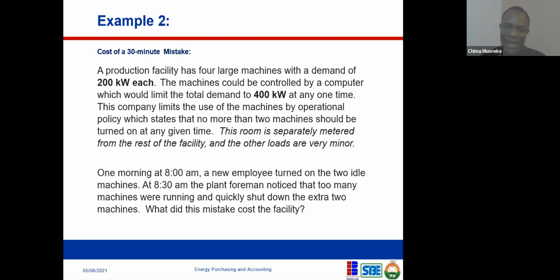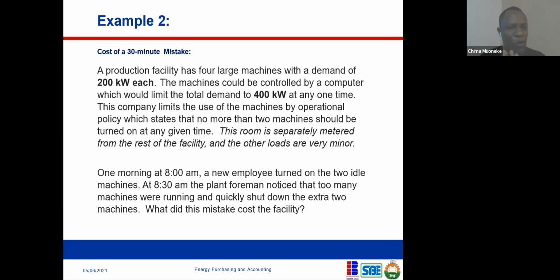Now, one morning at 8 o'clock, a new employee turned on the 2 idle machines. So 2 machines were running already. One new employee just came in and then turned on the other 2 idle machines without knowing the company's policy. He did this at 8 o'clock. So what that means is that at this time, the company is running at 800 kilowatts, right? So the 4 machines are running.